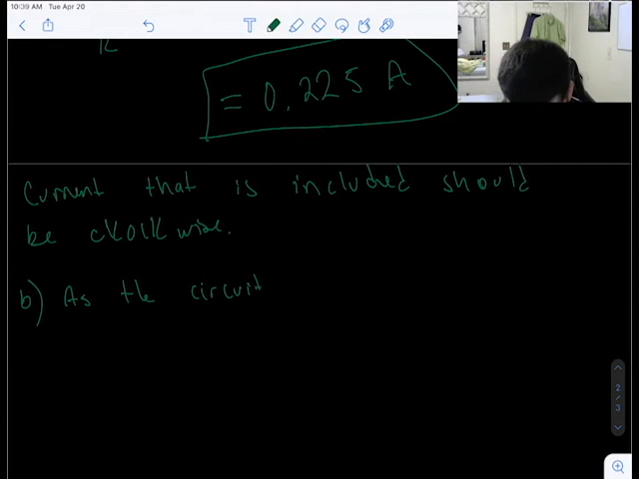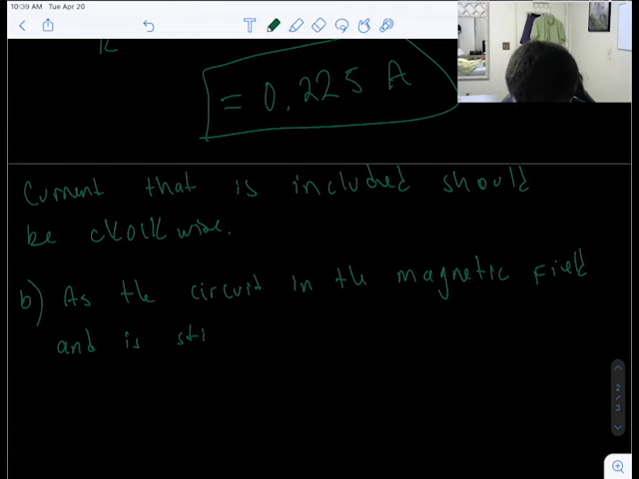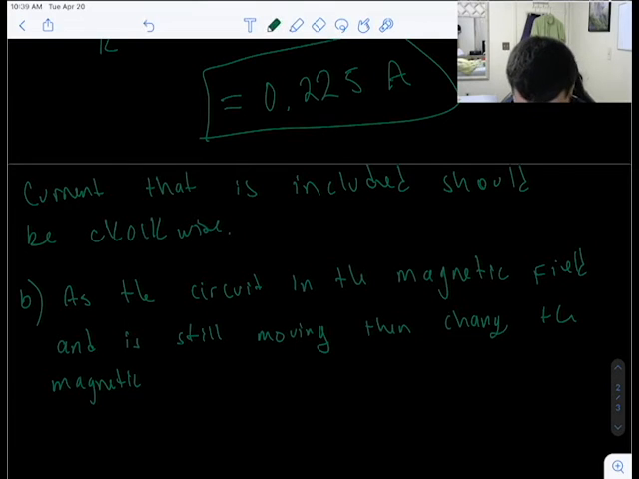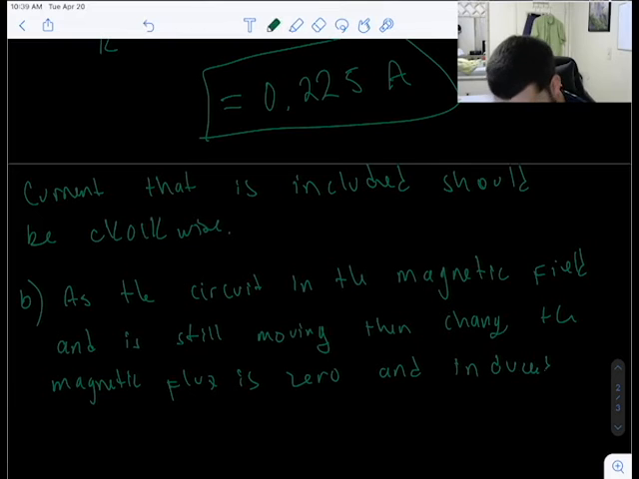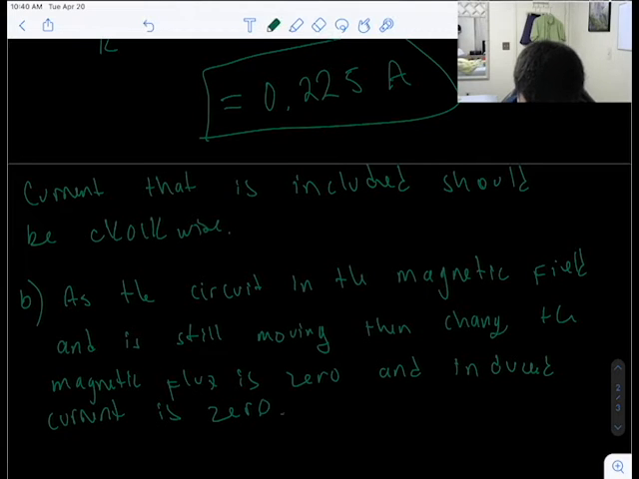As the circuit is in the magnetic field and is still moving, the change in magnetic flux is 0 and the induced current is 0. Very important.